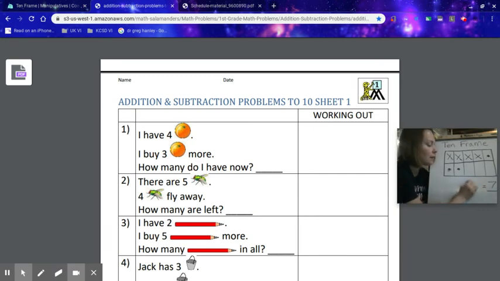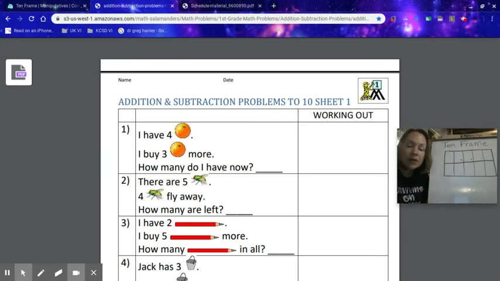Nice job. Like I said, you can be doing this on a piece of paper at home too, and kind of following along. If you've got a whiteboard, you can do it with a whiteboard, or you can print a couple 10 frames out, or you can use that little website that I gave you.